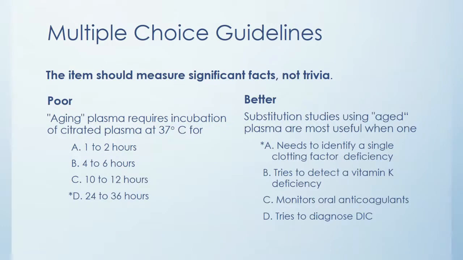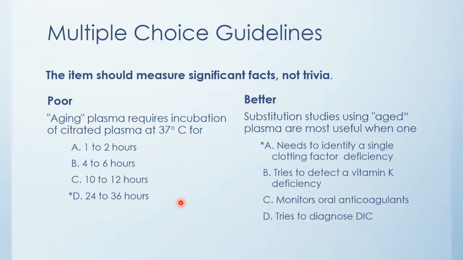So we're going to talk about the guidelines to making a good multiple choice question. So first of all, the item should measure significant facts, not just trivia, because that's not useful for the learner. It doesn't assess competency. So on the left-hand side of the slide, we have an example of a poor multiple choice question: aging plasma requires incubation of citrated plasma at 37 degrees for, and this is just a recall of a trivial fact about how long it takes to make aging plasma. If that's something they need to know, great, but it's not the best question.